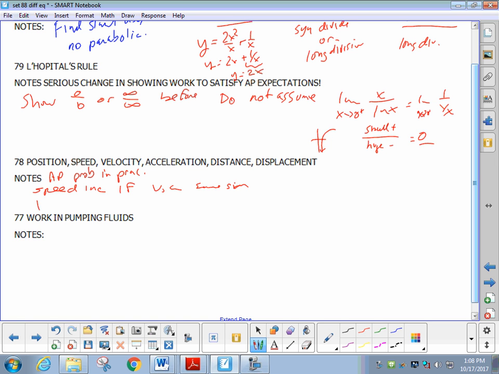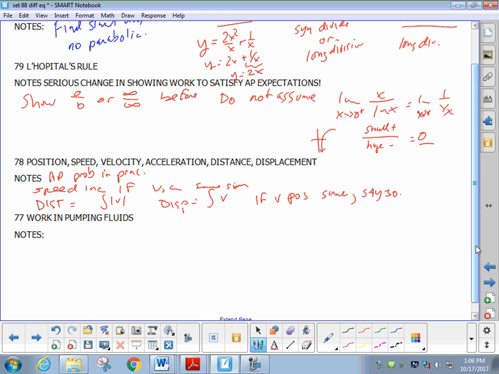Distance versus displacement. Given velocity, how would you find distance? Absolute value, or integrate. Absolute value. How do you find displacement? Just v, I don't care. I want to know, is it moving right or left? What if velocity is positive? Then they are the same. You should say so.